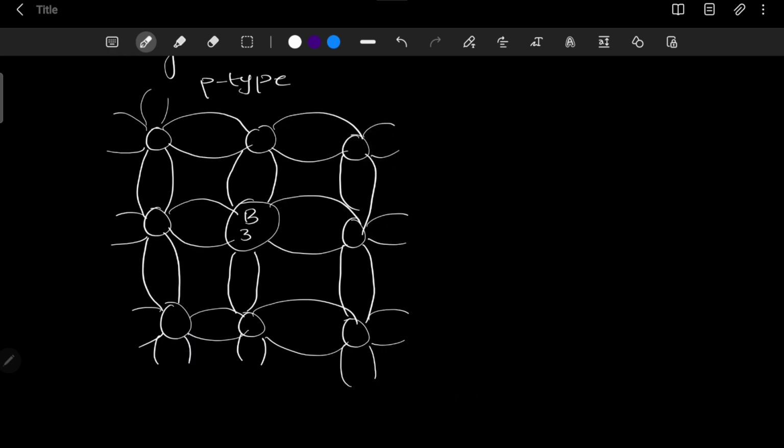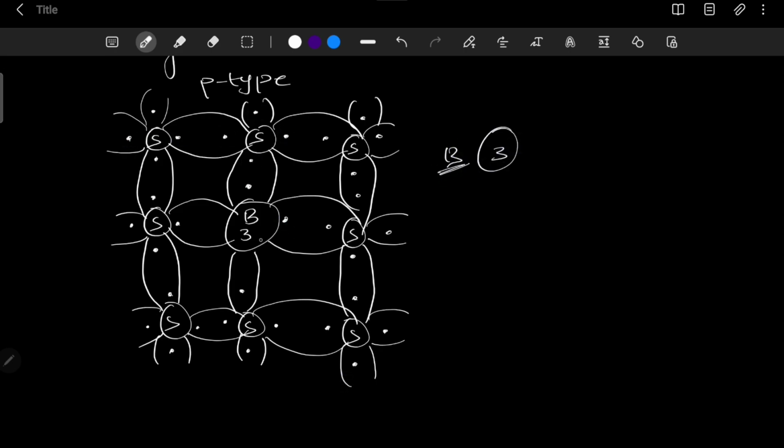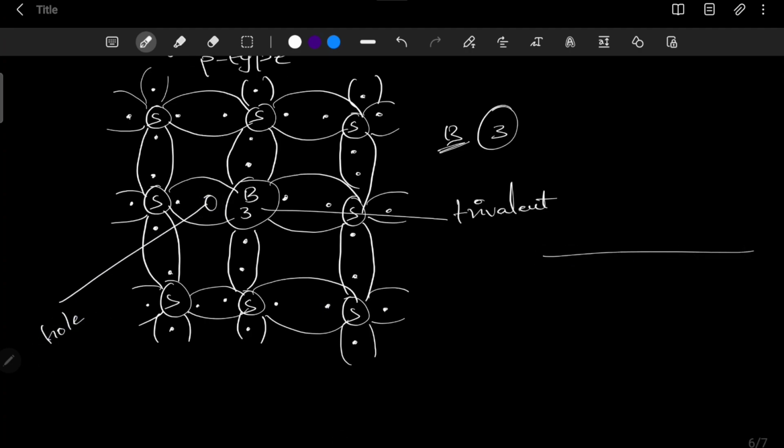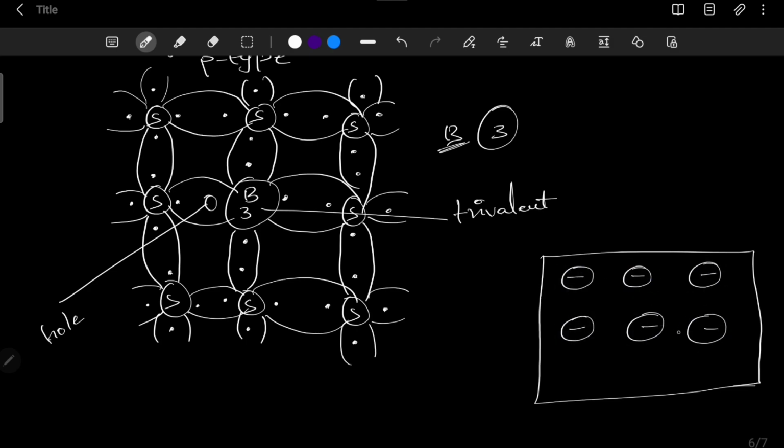And here we have 3 valency electrons for the boron and 4 valency electrons for the silicon, right? So the bond will be formed in between them, but there is no space to form a bond for the fourth valency electron. Means there is no electron in that place, so a hole will be created. So that hole is created, and this is the trivalent. Now that hole is present in the valency band.